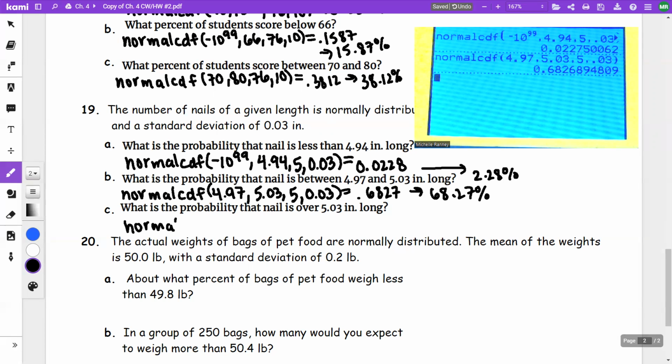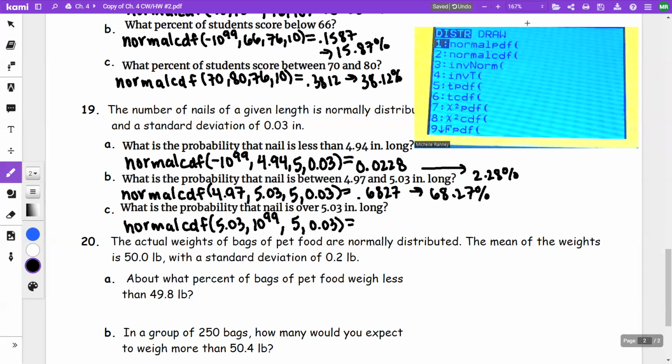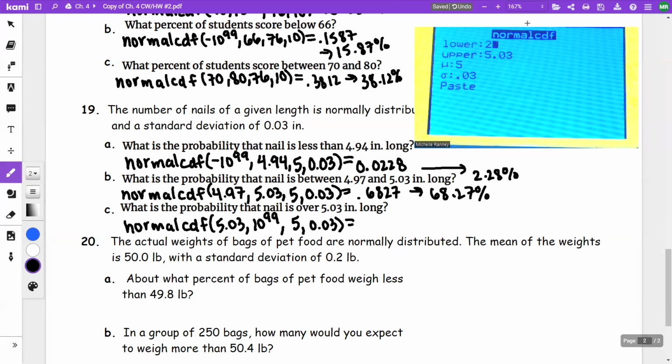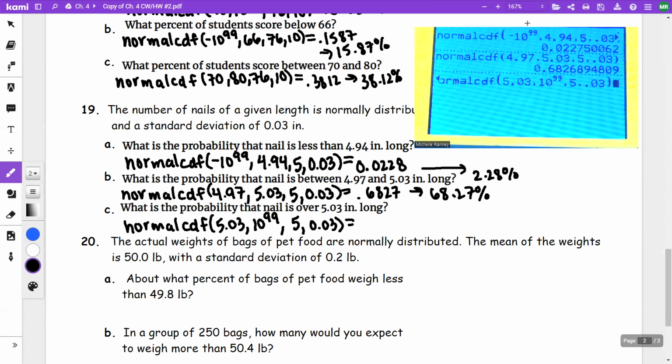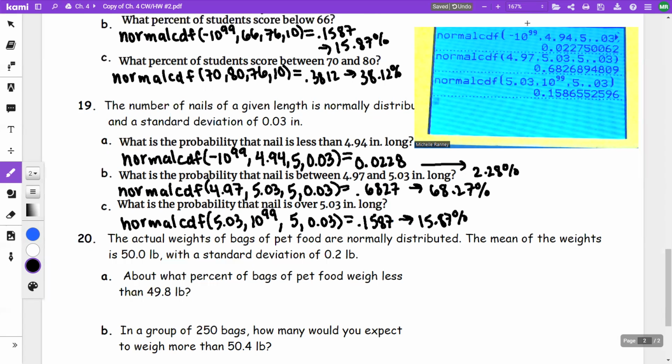So normal CDF. The lower is going to be 5.03. The upper is going to be infinity, or 10 to the 99, 5 and 0.03. And so when I do that, 5.03, 10 to the 99, okay, I get 0.1587 or 15.87%.